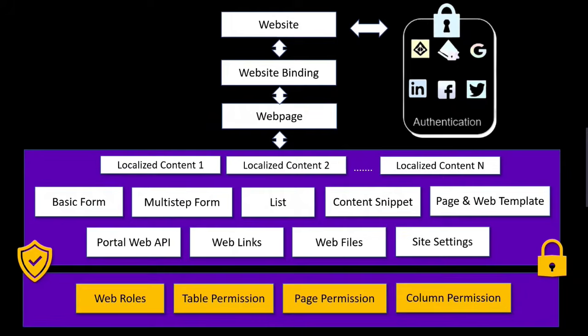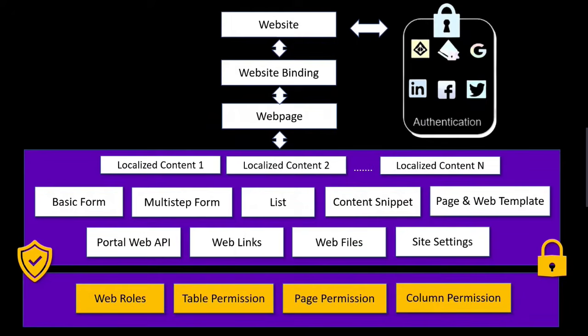I'm going to discuss all these components in the live environment so that you will understand better what is a basic form, what is a multi-step form, what is a list. But just imagine these are all the types of components that are basically used to display the data on the portal in a different format. Now, the components which are marked with a yellow color, they are basically the security related components.